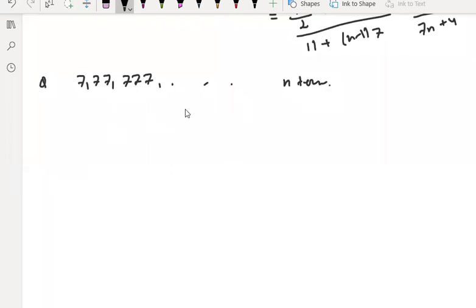Now you might think, okay, sir, this is not in GP, right? This is not in GP, but it can be converted into GP. How? The question should be how. So what is the sum? Sn. Think about it. Sn is equal to what? 7 plus 77 plus 777 plus dot dot dot till n terms.